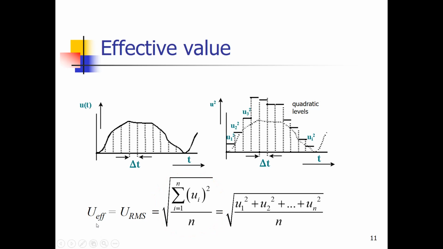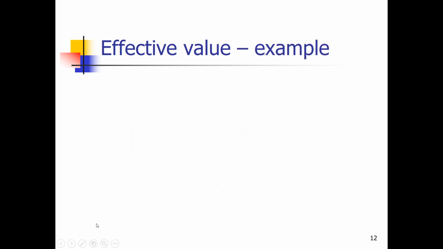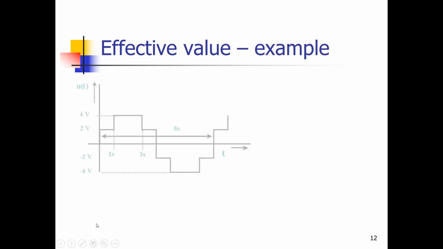Well, let's work this example out, and then we can do it, for instance, with this graph, in which we have a signal which is 2 volt during 1 second, then during 2 seconds it's 4 volt, again it's 2 volt during 1 second, then it's minus 2 volt during 1 second, then it's minus 4 volt during 2 seconds, and it's minus 2 volt again during 1 second.